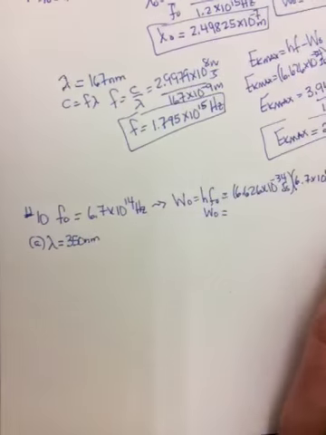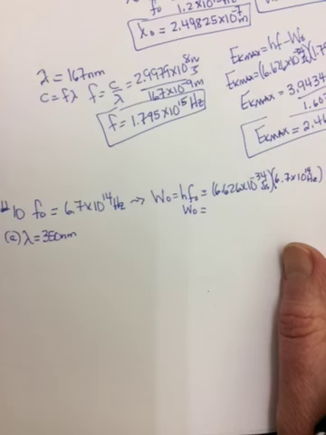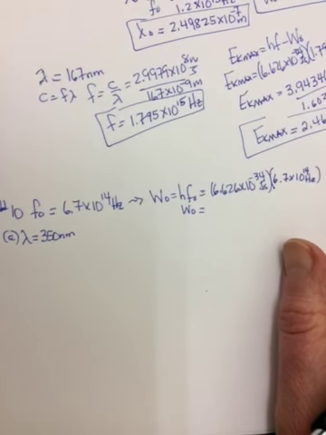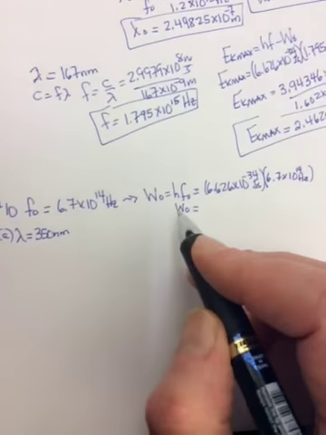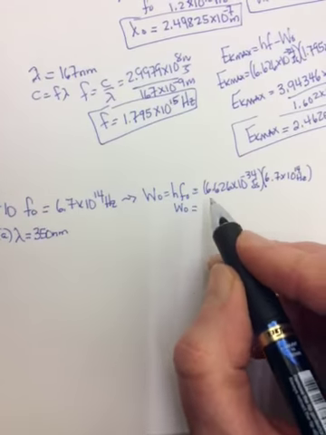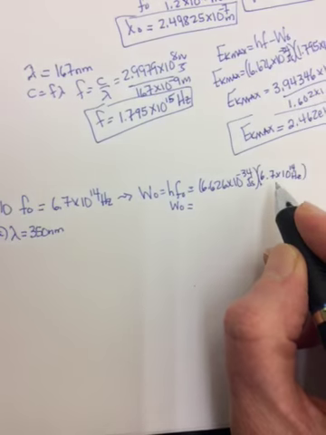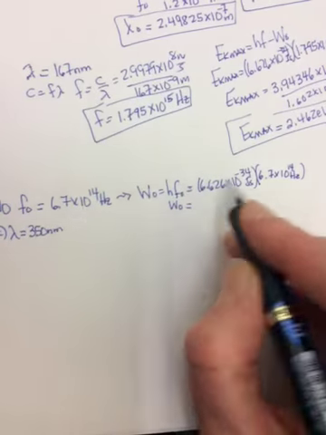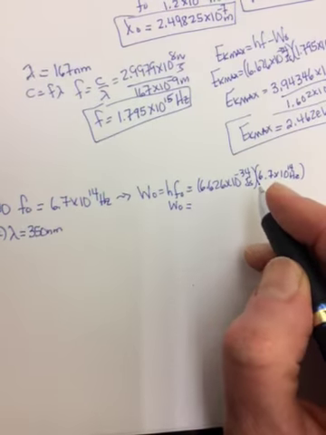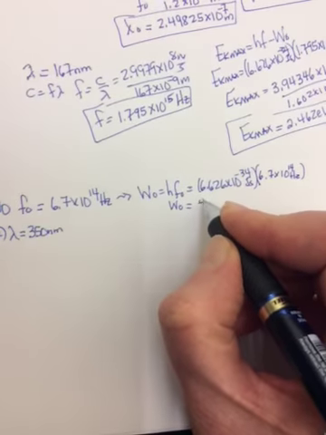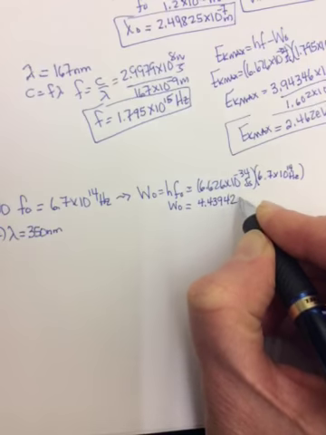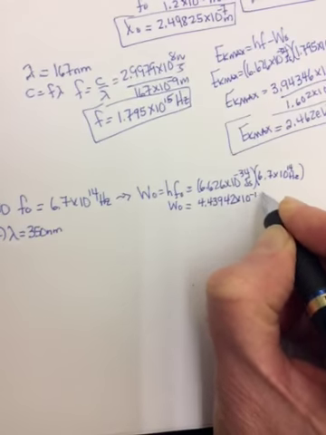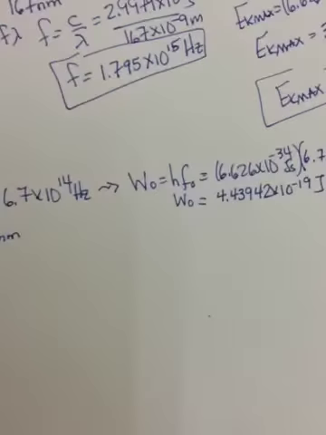Okay, so when we left off, we were working on number 10 from page 571, and we were just finding the work function of the metal. And when you do 6.626 times 10 to the negative 34 times the threshold frequency, 6.7 to the 14th, you get 4.43942 times 10 to the negative 19 joules.